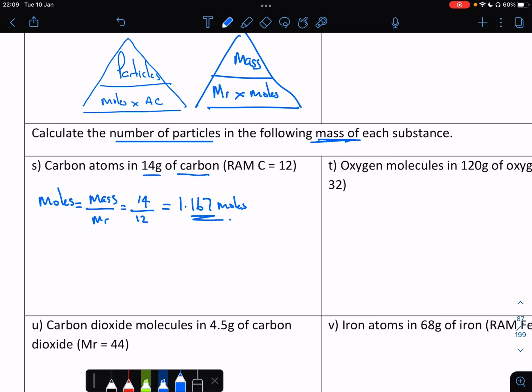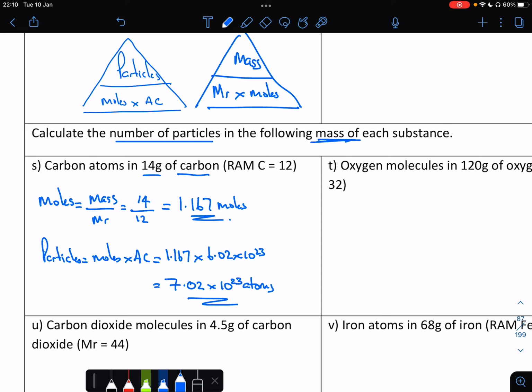It wants me to work out the particles. So now I've come to my second triangle. So I know how many moles I've got. I know Avogadro's constant. I've now got to work out the number of particles. So my particles is going to be moles times by Avogadro's constant. So that's going to be the 1.167, which is worked out, times by Avogadro's constant. And that's going to give me 7.02 times by 10 to the power of 23. And this is going to be atoms.